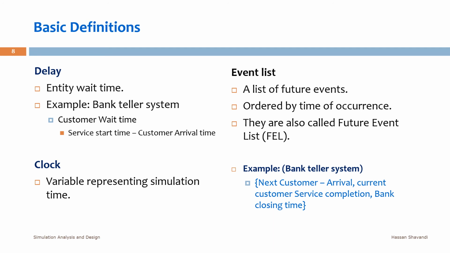Delay is entity wait time. We can say delay is an activity, but there is no value added in it, because we have a time period for the delay, so it looks like an activity, right? But as you saw, for an activity we have somehow value added; activities directly affect the system's status. But delay is a special case of activity where there is no value added.